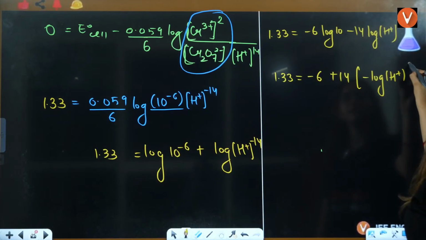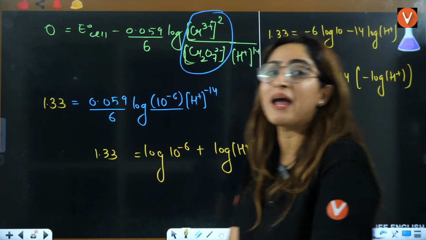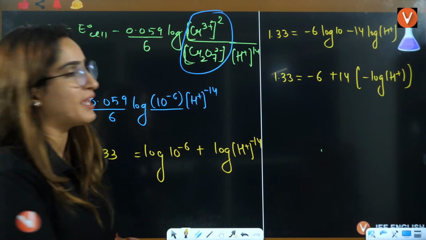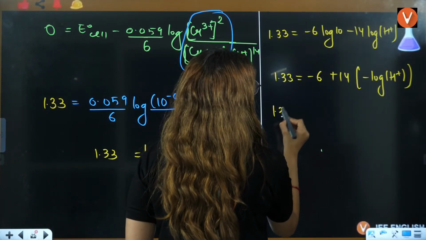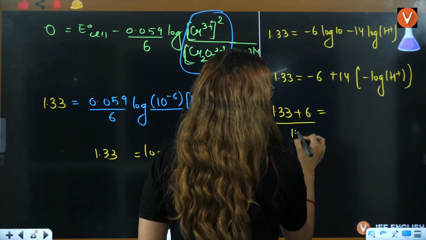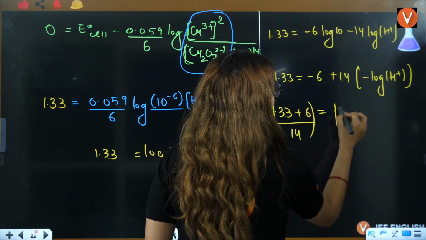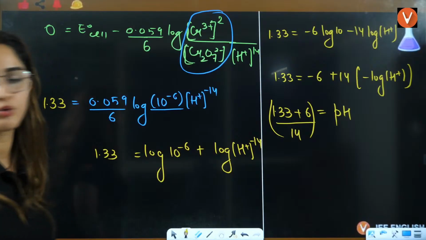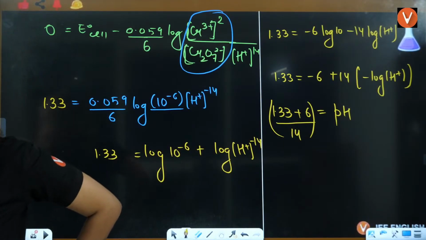I have just rearranged this thing here because minus log of H positive is pH, right? So this will be 1.33 plus 16, divided by 14, is equals to pH. That is how you're going to solve the value of pH here, right everybody?